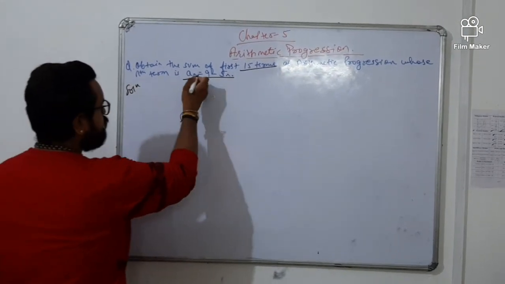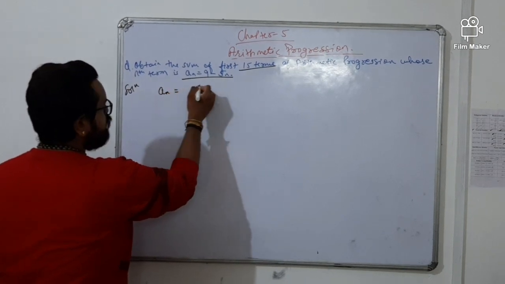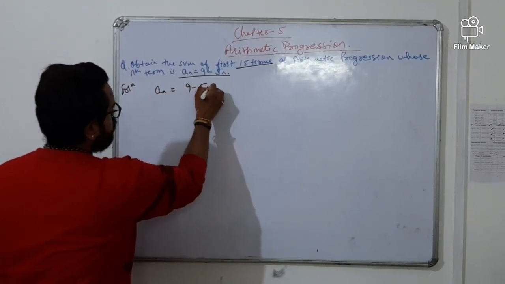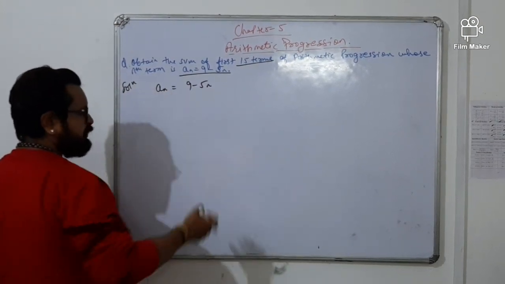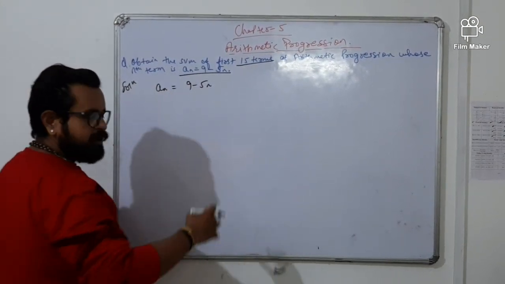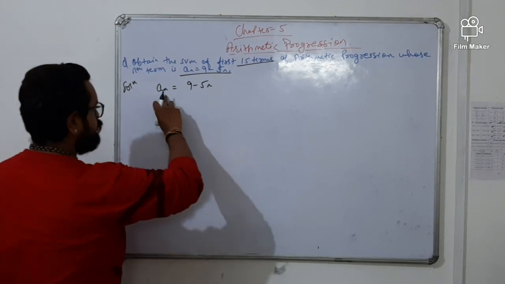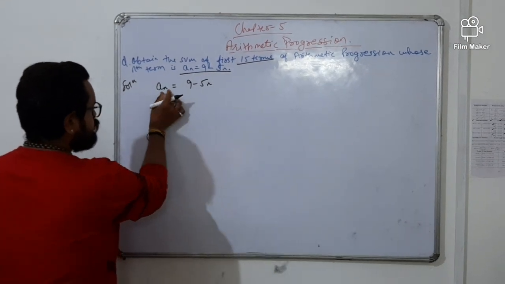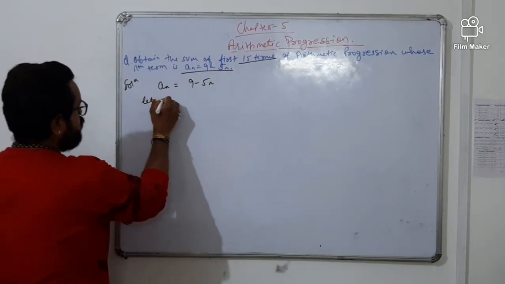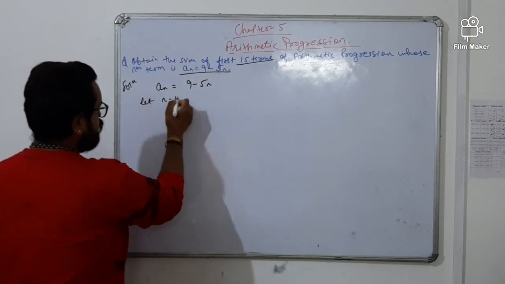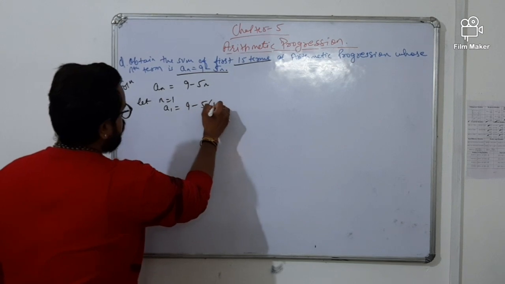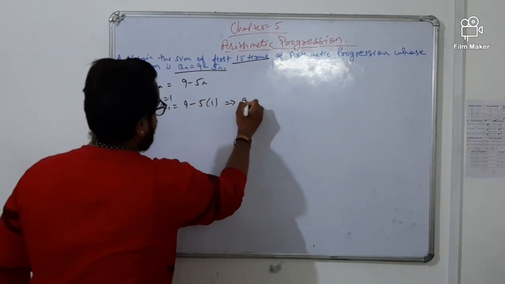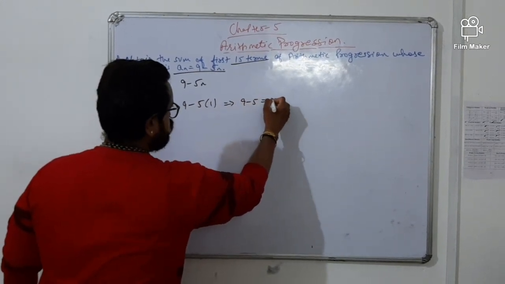Now see how we will use it. An is equal to 9 minus 5n. Now we will put in the values of n as per our requirement, that is 1, 2, 3, 4, as many as we want to make the AP. So let n equal 1. So A1 will be 9 minus 5 times 1. So 9 minus 5 means 4.